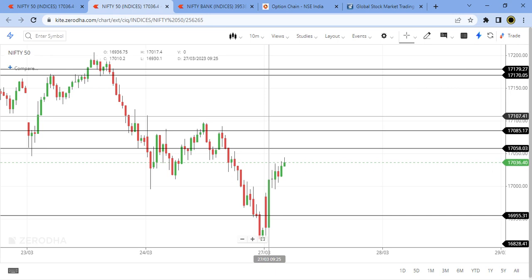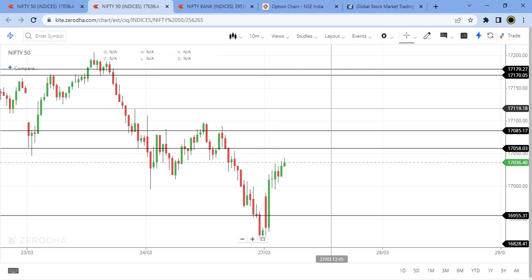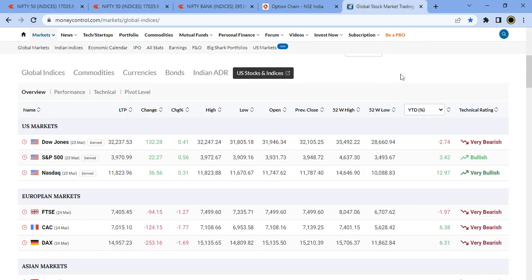Today we'll look at the Bank Nifty and Nifty levels. We will do some market analysis based upon the data we have got. So before going into the levels, let's look at the global indices and how they've performed.